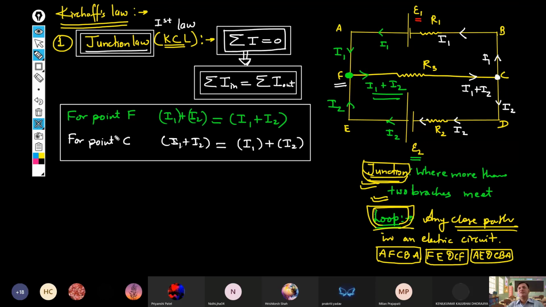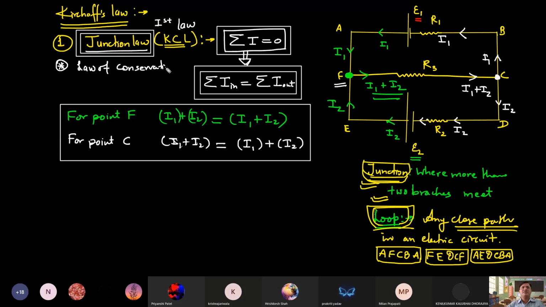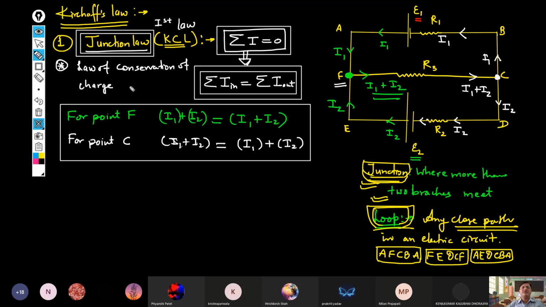So what's the full form of KCL? Kirchhoff Current Law. Now, one of the most important things I forgot to mention here: this Kirchhoff Current Law, or junction law, or the first law, is based on the law of conservation of charge. So this was the first law.